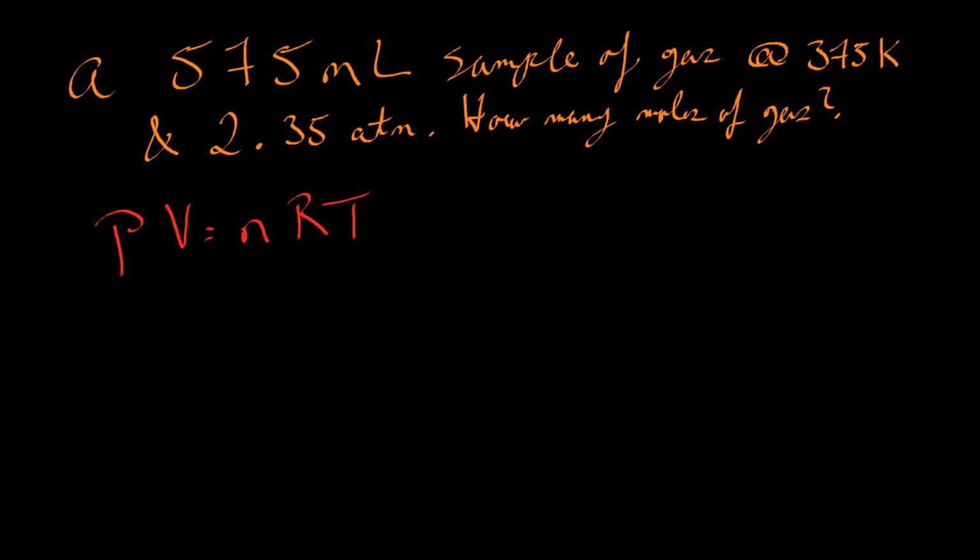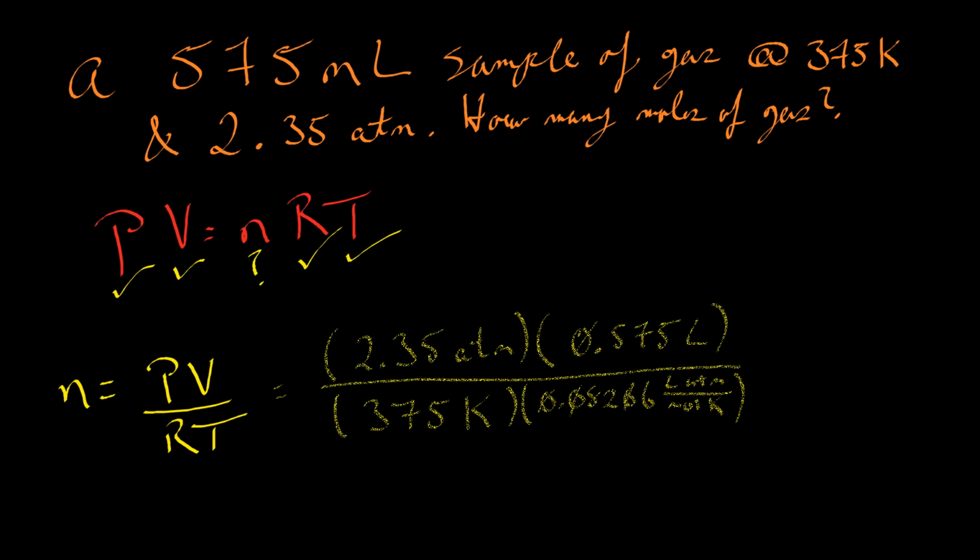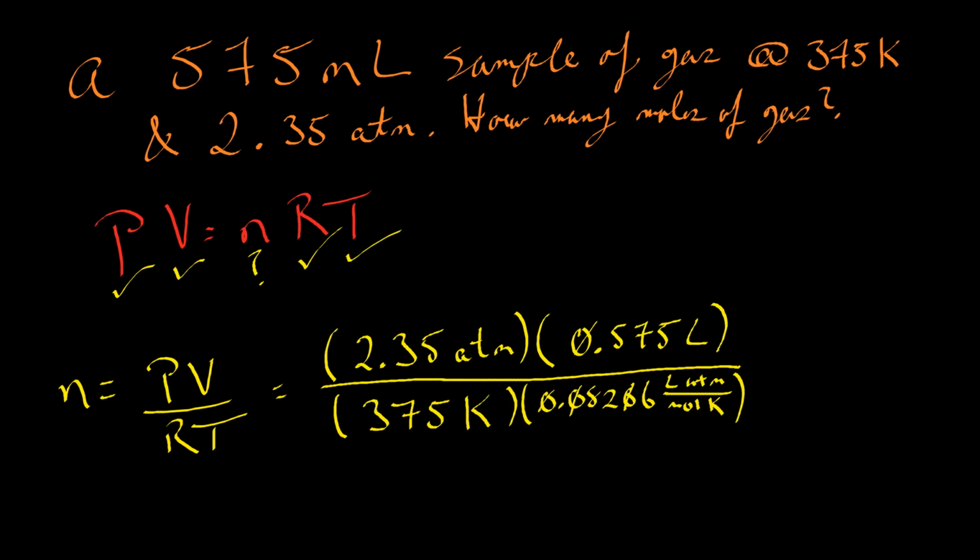So we just write out PVNERT, PV equals nRT. It's a 575 milliliter sample, so we have volume, at 375 Kelvin, so we have temperature, and 2.35 atmospheres, so we have pressure, and we'll always have R, the universal gas constant. You can't not have that. So all that's left is the number of moles. That's what we're looking for. Good, I gave you a problem that can be solved. So now let's do a little bit of that simple algebra we all love so much. Rearrange to solve for n, and we get n equals PV over RT. And then we just plug our numbers into that equation.